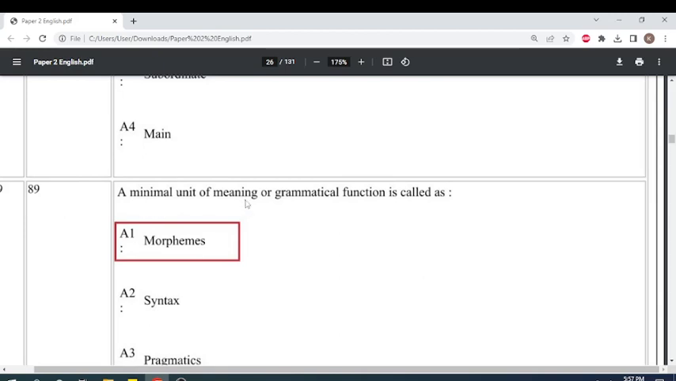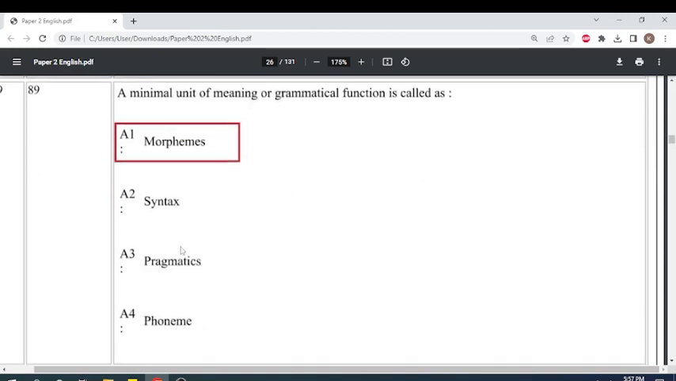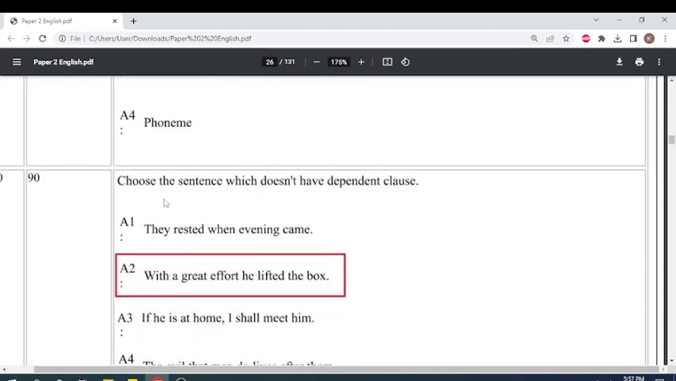89. A minimal unit of meaning or grammatical function is called as morphemes. 90. Choose the sentence which does not have a dependent clause. A2, with a great effort, he lifted the box.